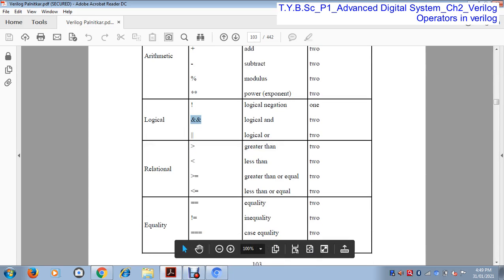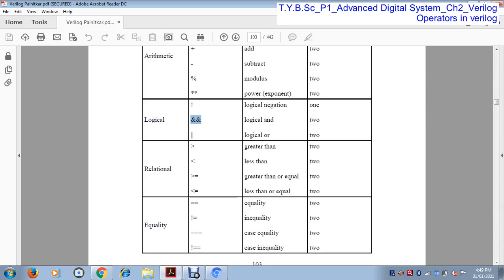Now the next is the relational operator. The relational operator represents the relation between two variables. This is greater than, less than, greater than or equal, less than or equal. These are the relational operators, and all these operators have two operands. So all these operators come in the binary operator category.